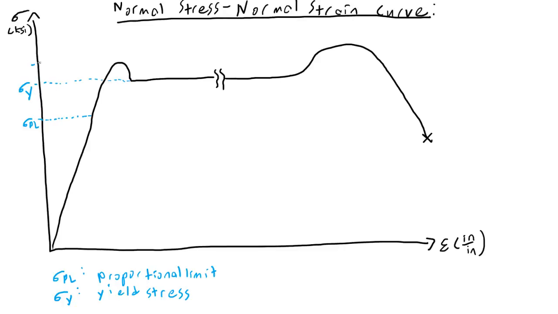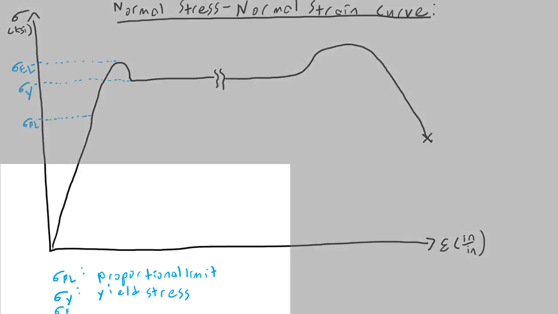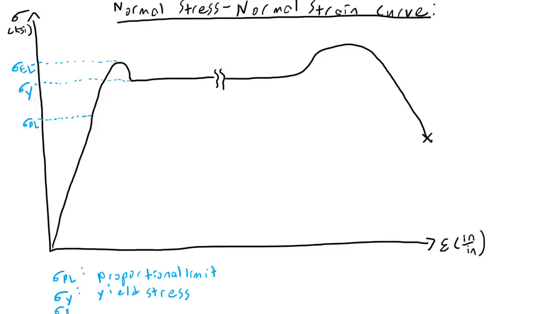Then this stress at this local peak is sigma EL, the elastic limit. Sigma EL is the elastic limit. It is the limit at which the graph is no longer elastic. It is outside the elastic range. EL is the elastic limit.